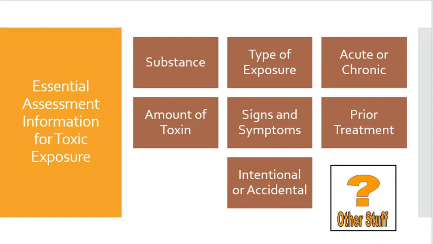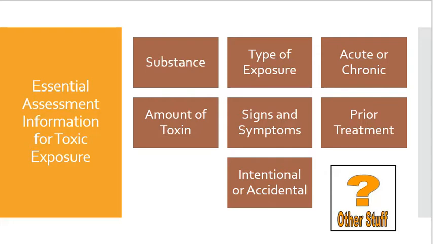Essential assessment information for toxic exposure. So we need to know what the substance was. That's ideal. Can we get the product's name? We want to know the route, the dose, the time of ingestion, the type of exposure it was. Is this acute or chronic? Have they received any prior treatment prior to coming to hospital? So has EMS or fire administered anything? Have they self-administered? Any signs and symptoms associated with the exposure? And was this intentional or was this accidental?